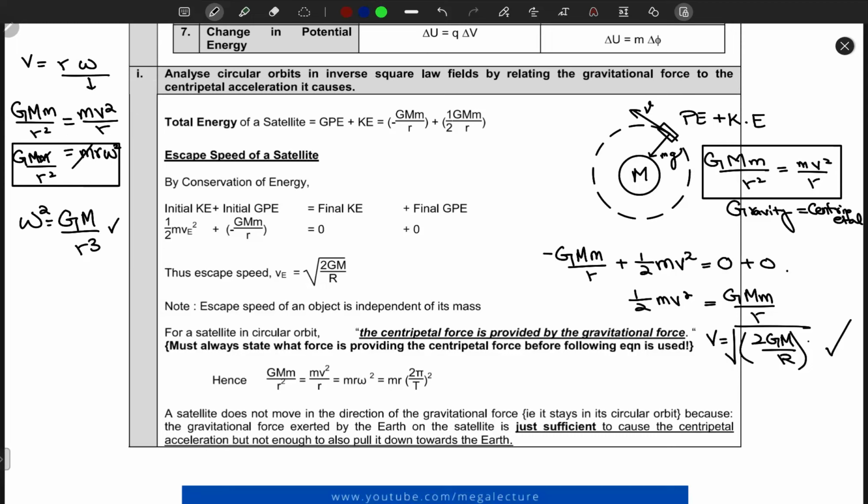So is that okay? Do you understand how I wrote this as mr omega squared? Sir, what does omega mean? Oh, it's the angular velocity of the satellite, which means it is the rotational velocity with which the satellite rotates around the Earth, which really means it is orbiting the Earth with this angular velocity, omega. So does that answer your question?